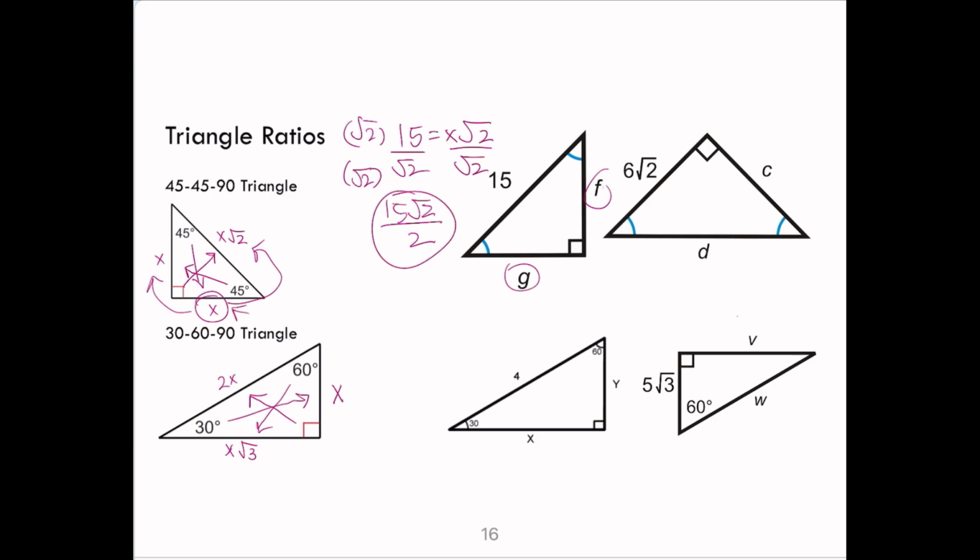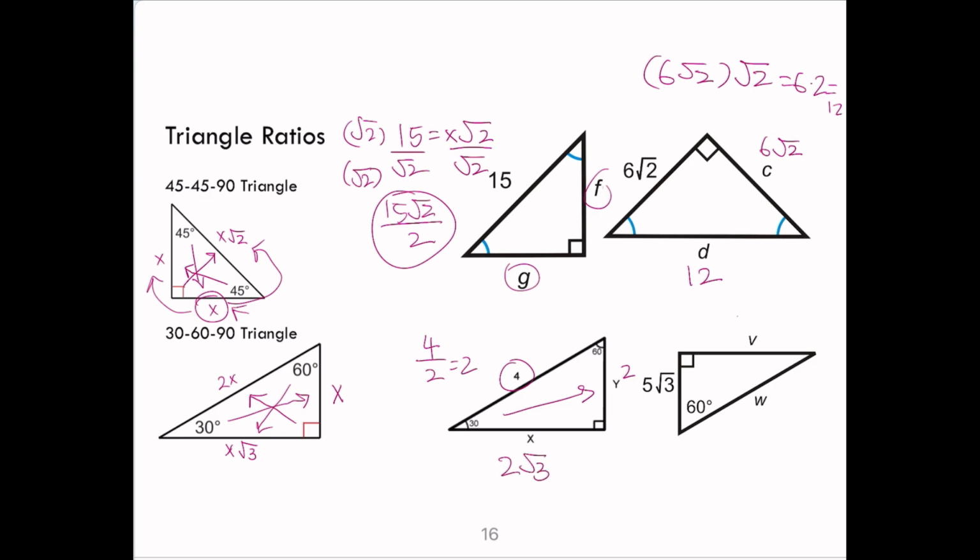And for this one right here, you know that C is also going to be 6 radical 2, and D right here is going to be equal to 6 radical 2 times radical 2, which is equal to 6 times 2, which is 12. So D is 12. For the 30, 60, 90 triangles, if the hypotenuse is 4, then we know that the smallest side right here is going to be 4 divided by 2, which is 2. So Y is going to be equal to 2. And then X is 2 radical 3.